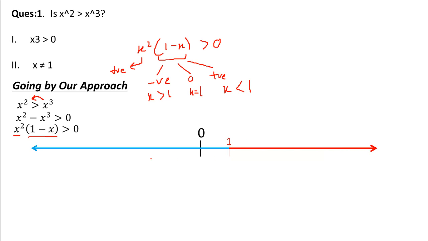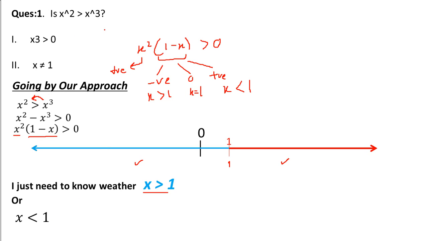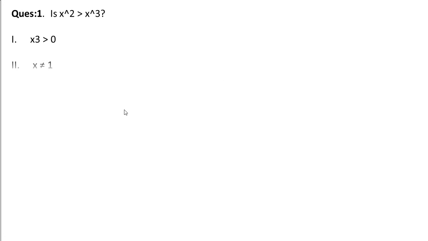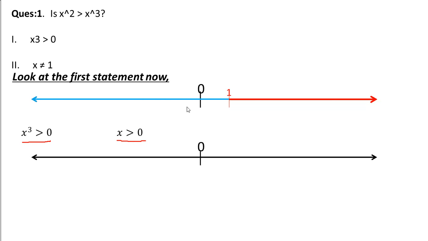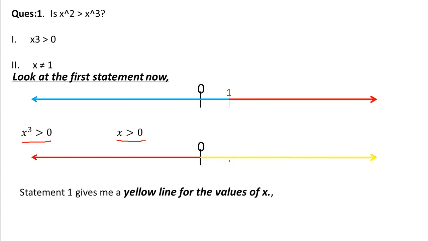So I just need to check whether x belongs to the blue area, x belongs to 1, or x belongs to the red area. So if I am sure that x is greater than 1, I can tell you that x square is greater than x to the power 3 or not. Or I need to be sure that x is less than 1 or x is equal to 1. So the first statement says x to the power 3 is greater than 0. This clearly tells that x is greater than 0. So this gives me this yellow area.